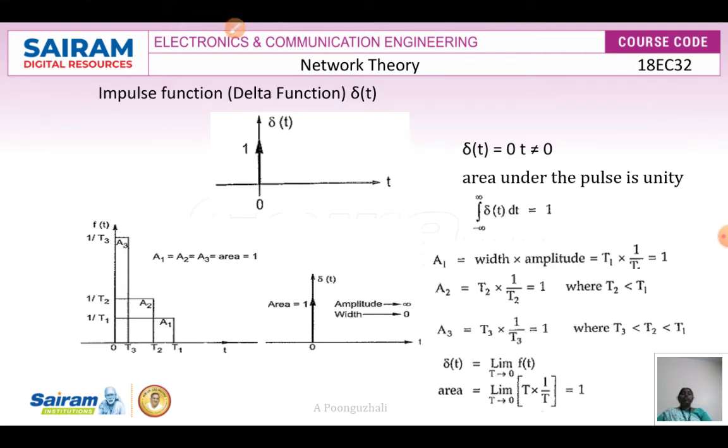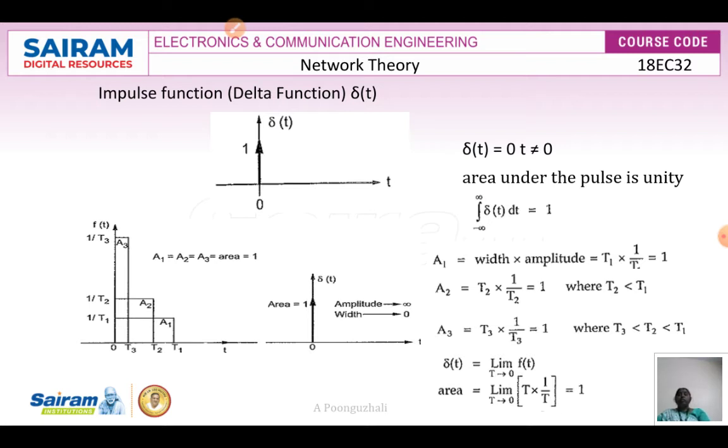So the next function is your impulse delta function, or impulse function. For the impulse delta function, we have the time axis t, and the delta function has an amplitude of 0, and that is your amplitude 1. So how I can write it is: delta of t is equivalent to 0 where t is not equivalent to 0.